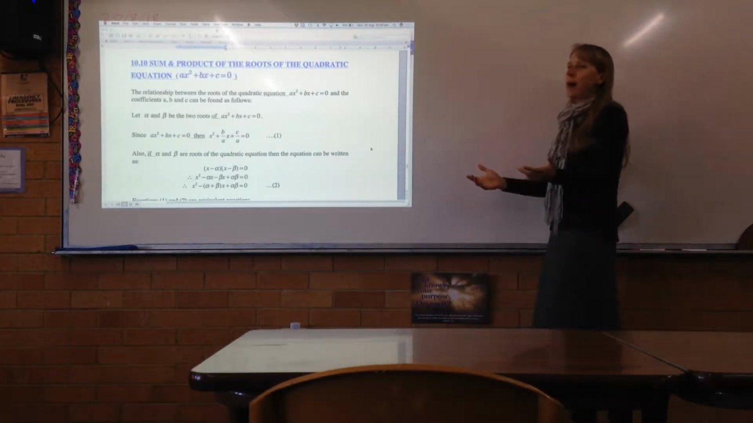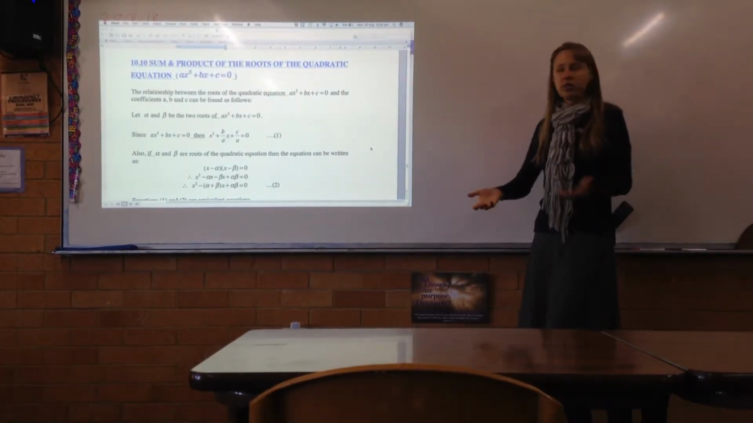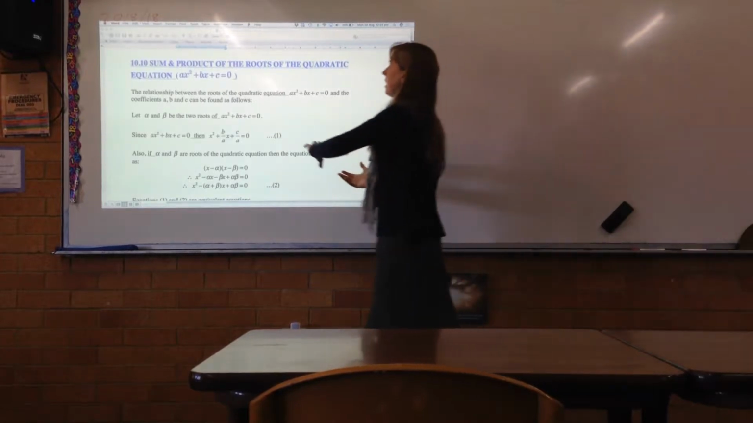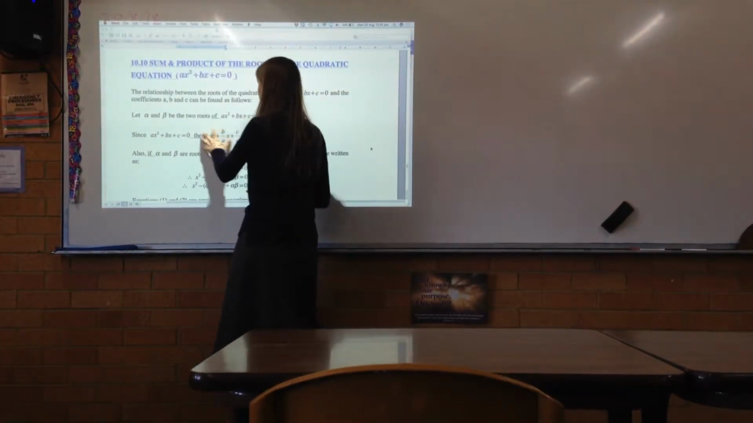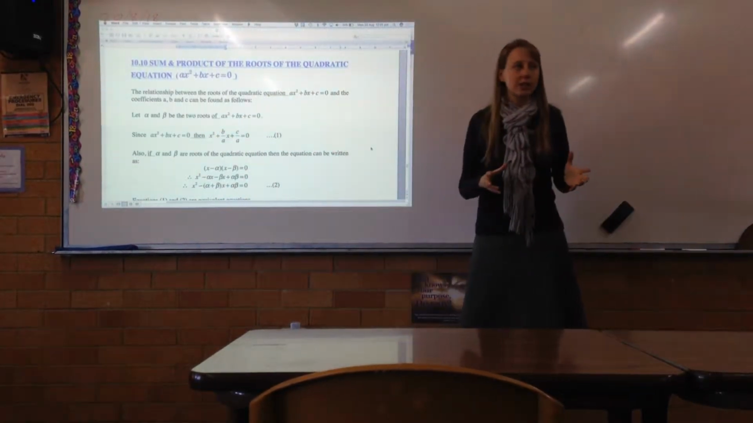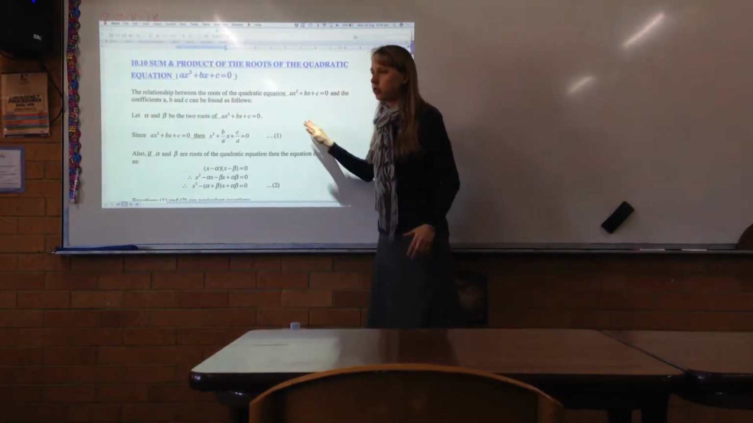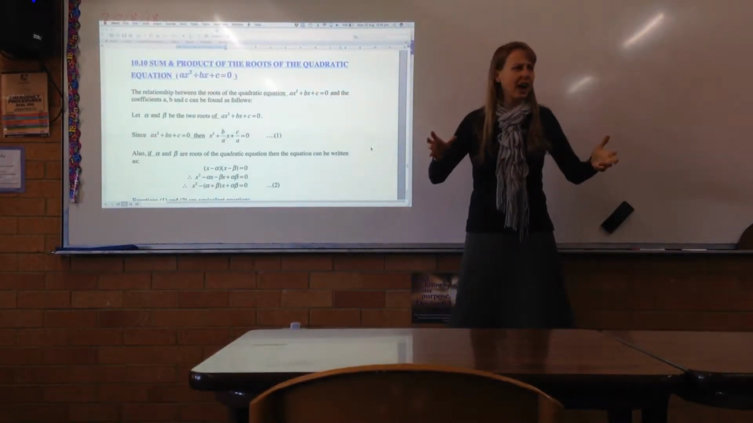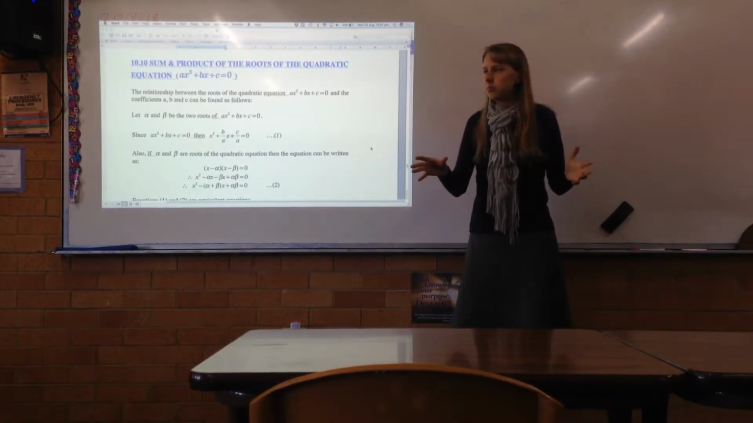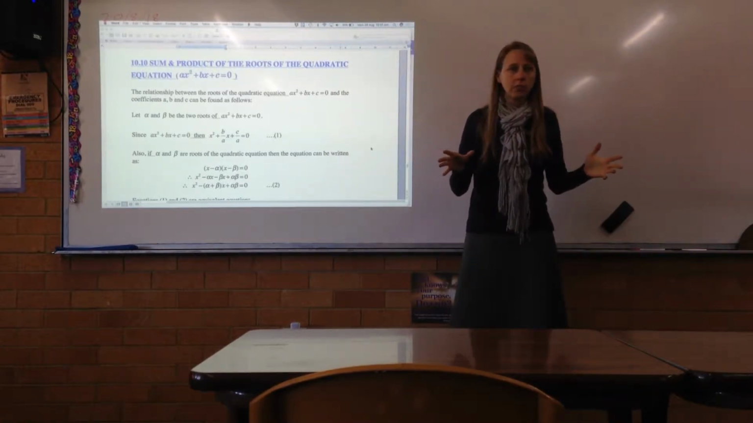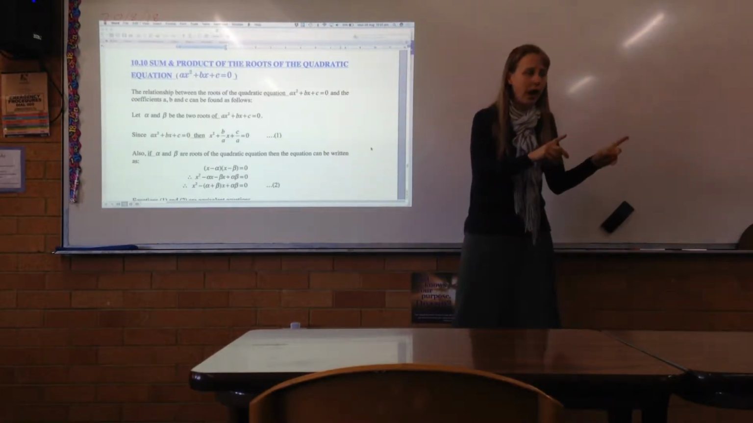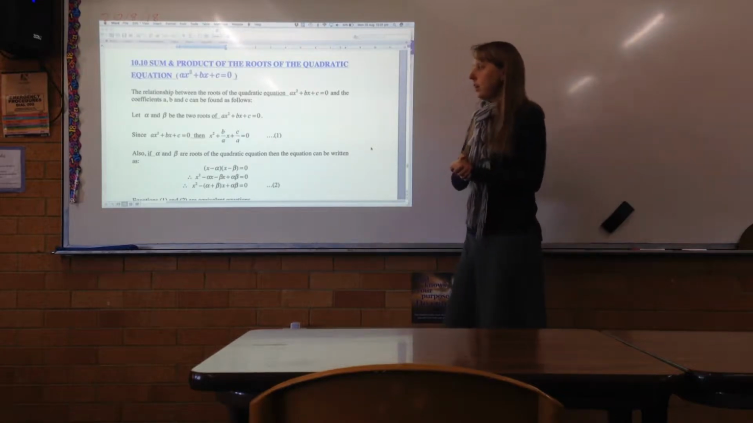If you divide 0 by a, what are you left with? Just 0. So this is an alternative, or a rearrangement, I could say, of the general form of a quadratic equation. Are we okay with that? All you've done is divided by a. All clear? You might go, why? Well, we'll see in a moment.